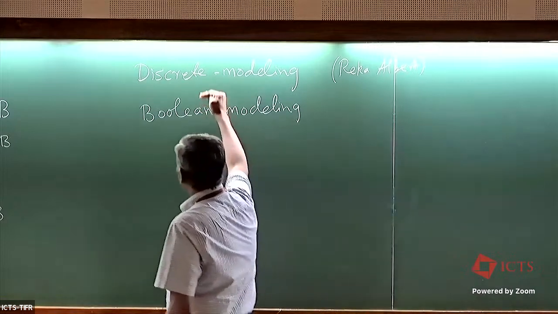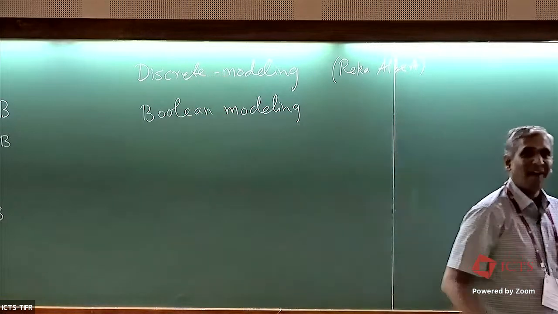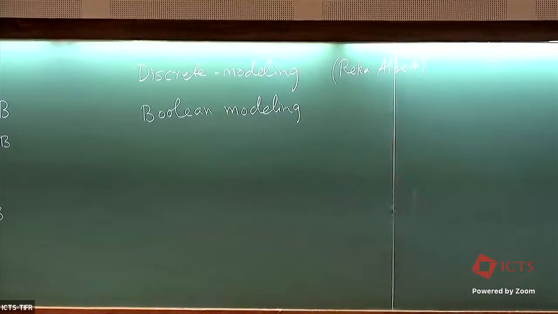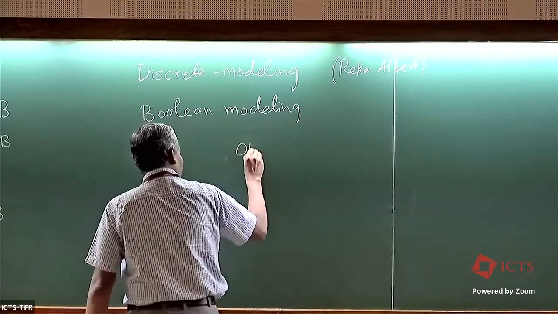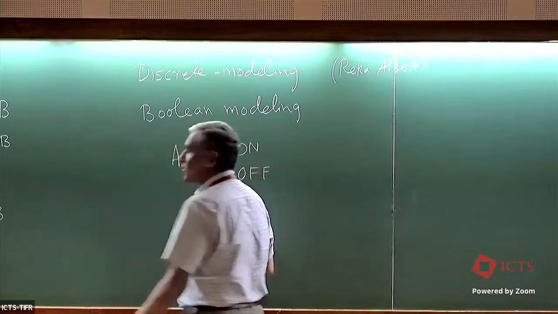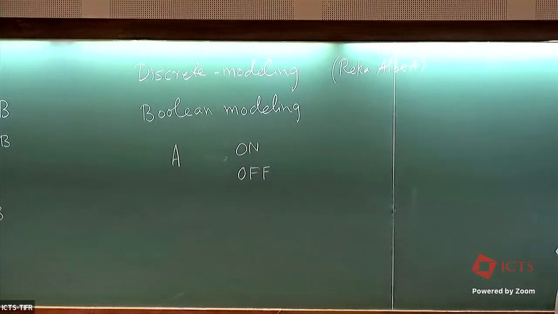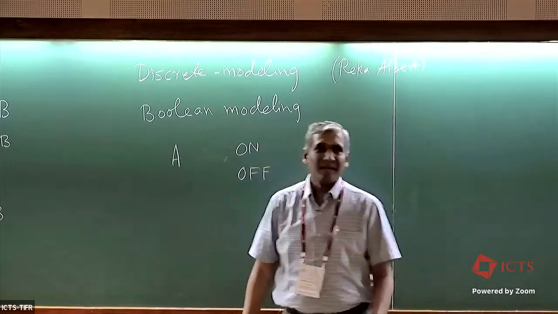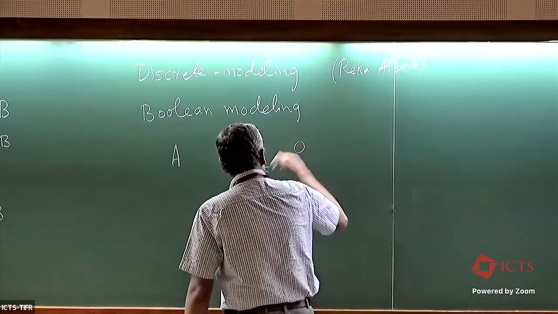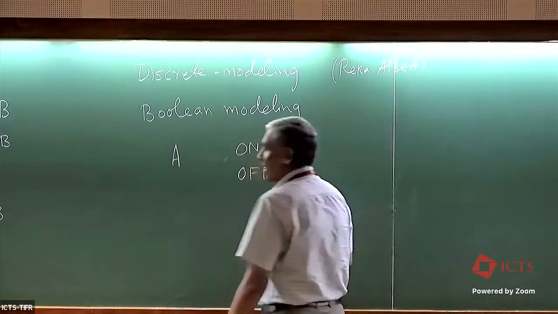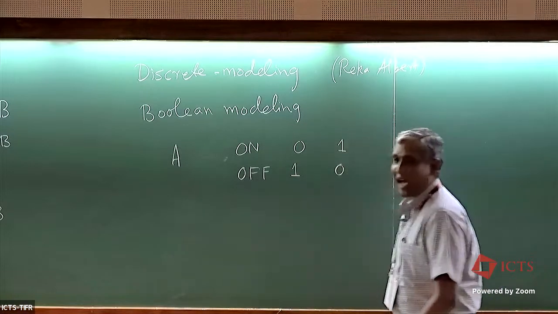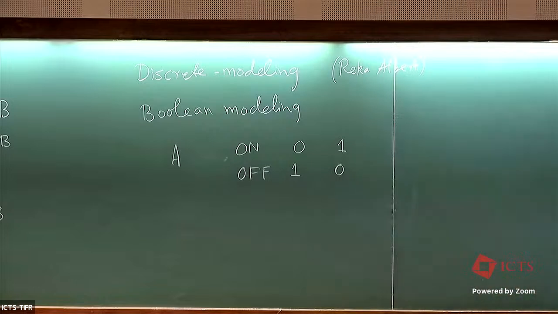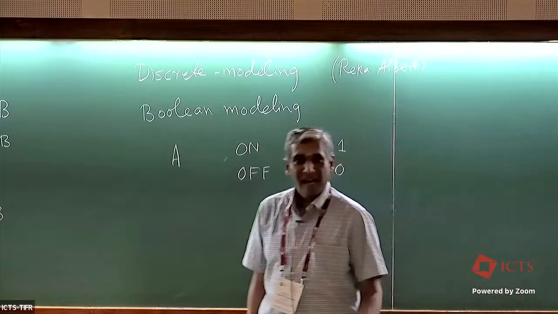In a generalized discrete modeling approach, you can have multiple values for a given state. So if I have node A, node A can be in an on state or an off state. These are the only two possible values that a given node can take in a Boolean modeling approach. And I can assign 0 for on, 1 for off. I can do vice versa. I can set 1 for on and 0 for off. I have a choice. As long as you decide a priori what choice you're going to make, you have to be consistent in the way you write the entire model.